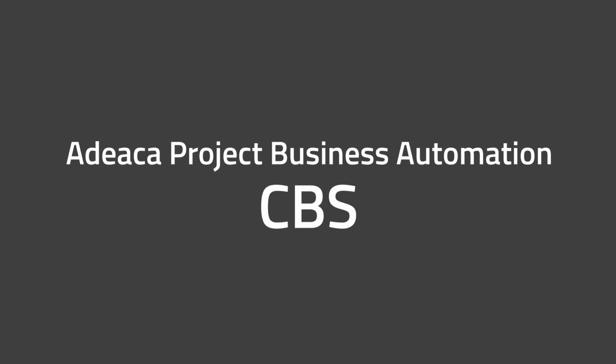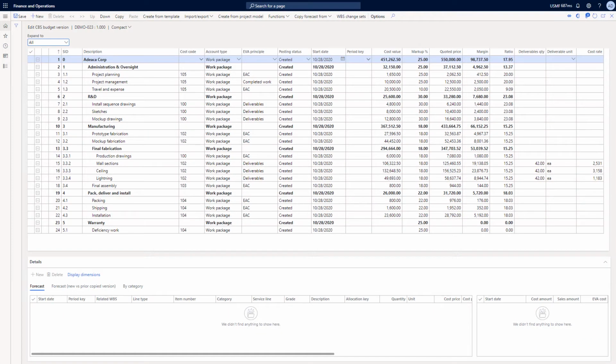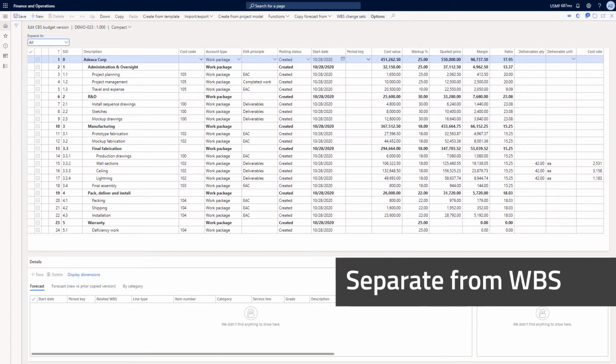With CBS capabilities built right into the financial project management solution, Adeaca PPA is fundamentally different. What we're looking at here is the CBS in Adeaca PPA. So this is the hierarchy that we use to manage financial metrics against our projects. This would include budgets and contract values and forecasts, actuals, variances, and progress indicators, but also a lot of additional financial KPIs. Importantly, this is a separate structure from the WBS.